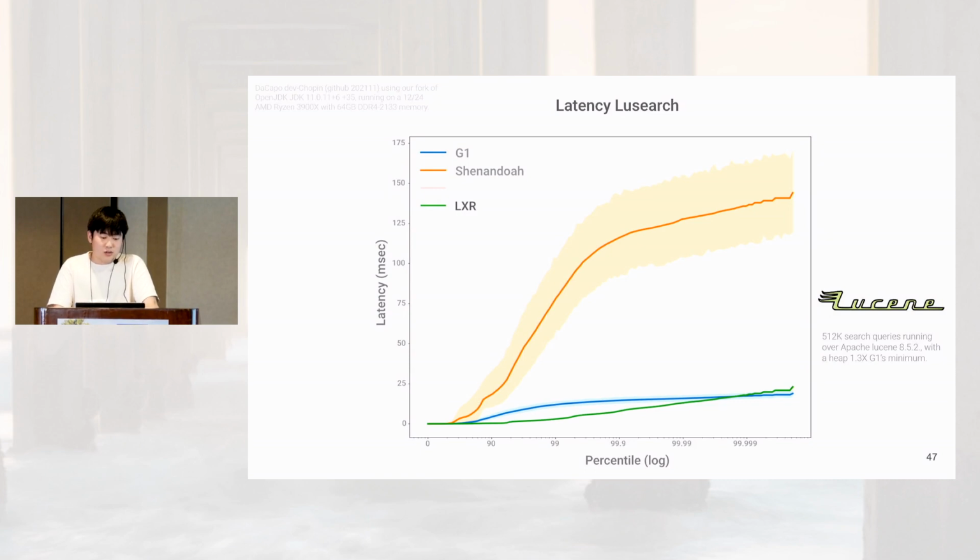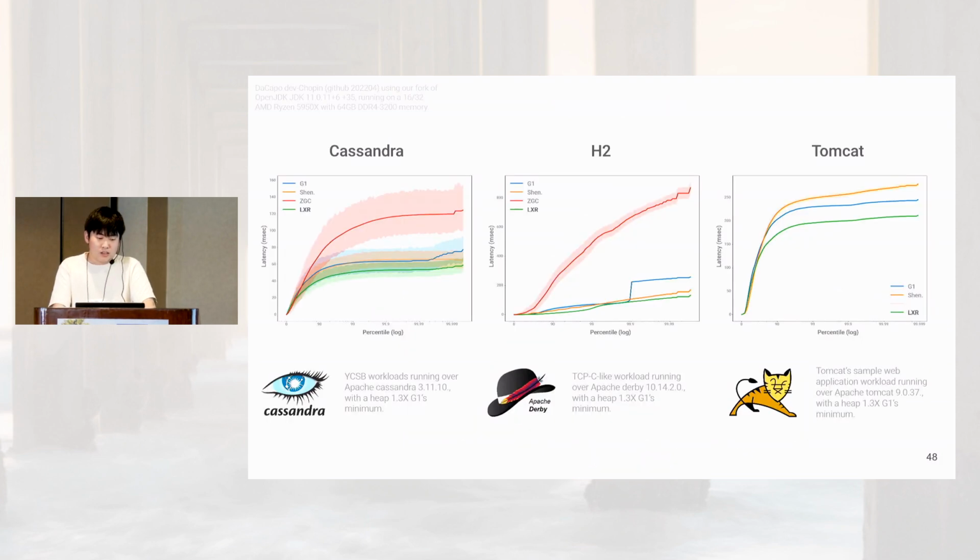And this is the result with LXR data. So as you can see, LXR has much better latency than both G1 and Shenandoah. And these are the other 3 latency-sensitive benchmarks in the Lucene suite. And these are all widely used applications and represent diverse types of workloads.